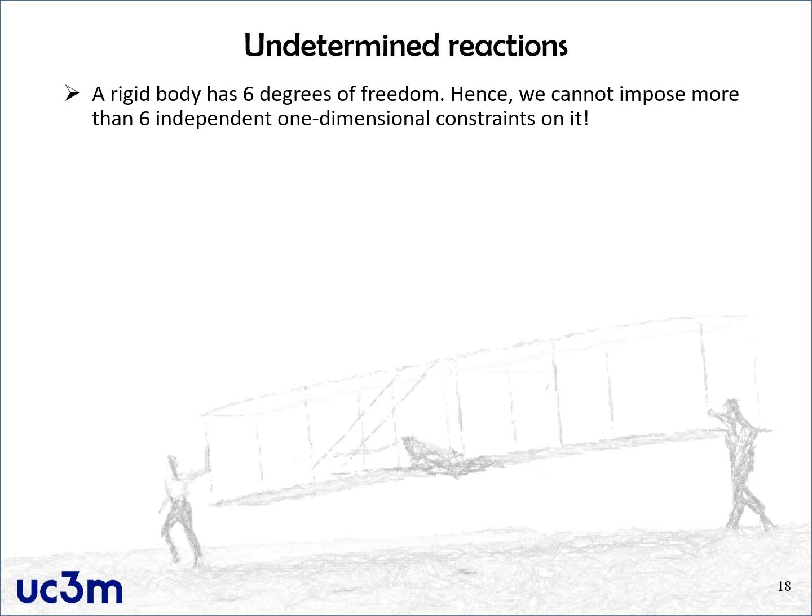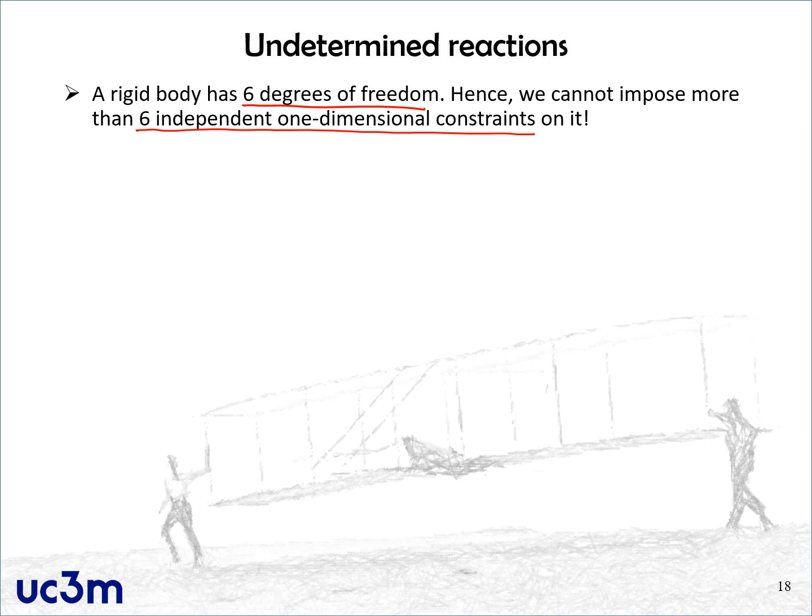Okay. To conclude this lecture, I want to make a comment about cases where there may be more reaction unknowns than we can solve for. Okay, remember that a rigid body has 6 degrees of freedom only. Okay, and we have 6 equations for that body. Well, that means that we cannot really impose more than 6 independent one-dimensional constraints on it.